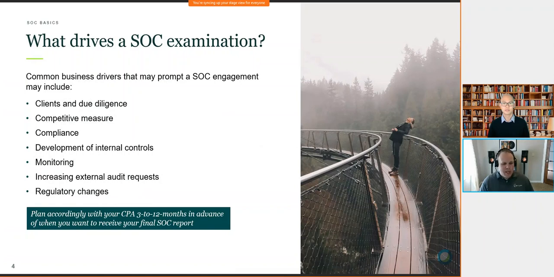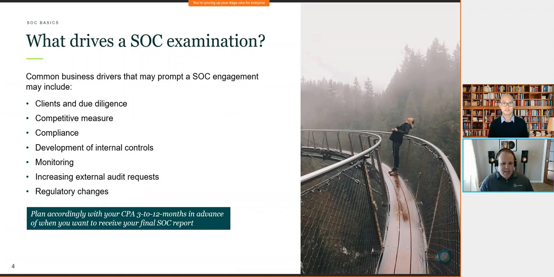SOC reports really help a service organization that handles financial data or processing of financial transactions to provide assurance that those financial transactions are being processed completely and accurately, and could be required by an external auditor as they are auditing the financial statements of a customer. And then finally, regulatory changes could be another driver of SOC examinations.